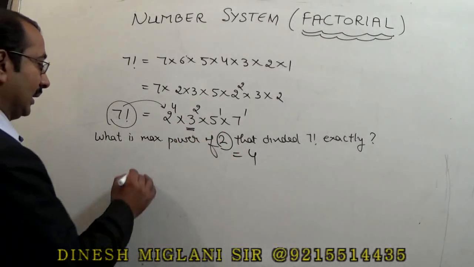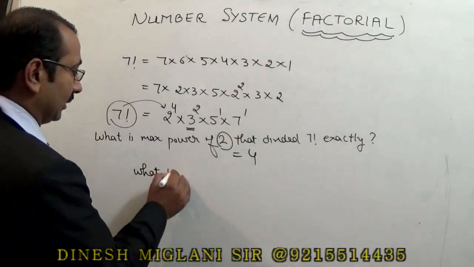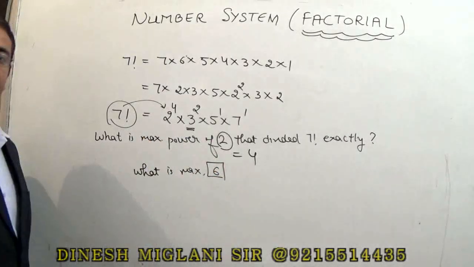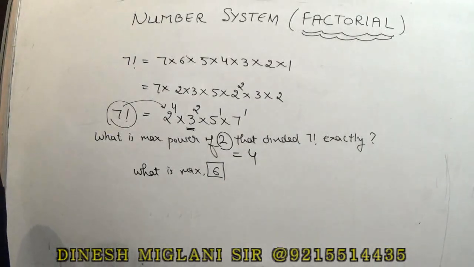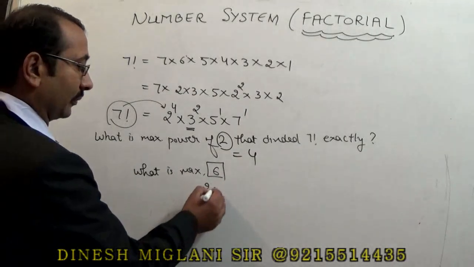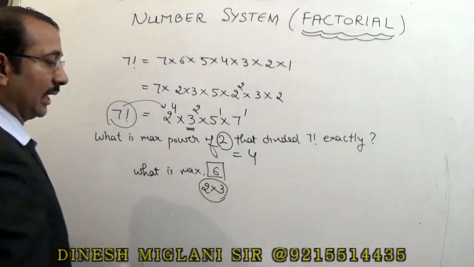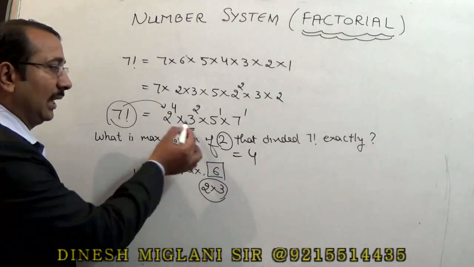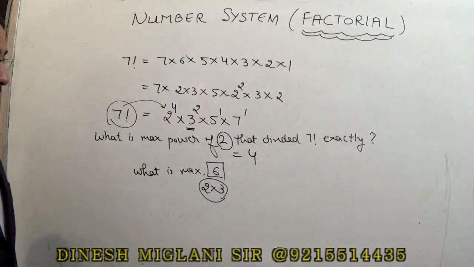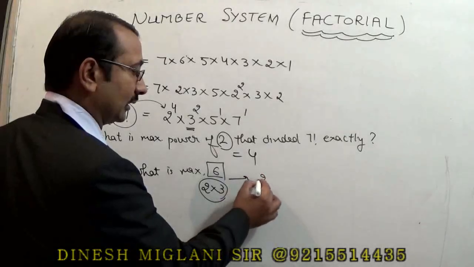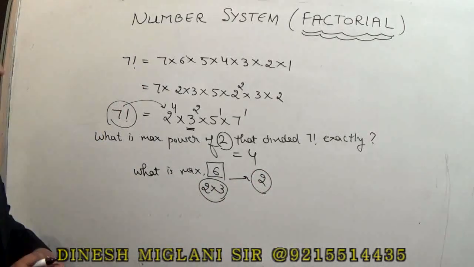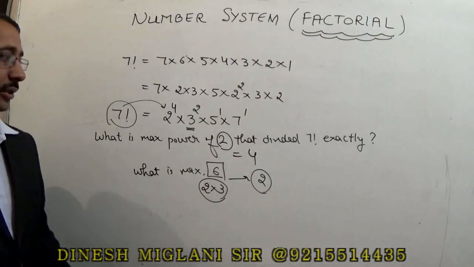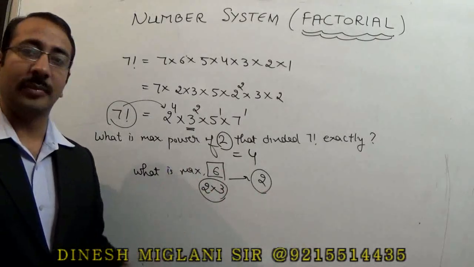If I ask what is the maximum power of 6 that divides this 7 factorial exactly? Now when I say 6, it means 2 into 3. For taking 1 power of 6, I need one 2 and one 3. How many 2s do I have? 4. How many 3s do I have? 2. It means if I have to make 6, how many 6s can I make? 2 sixes can be made because I have two 3s. So I can say only 2 sixes can be made.